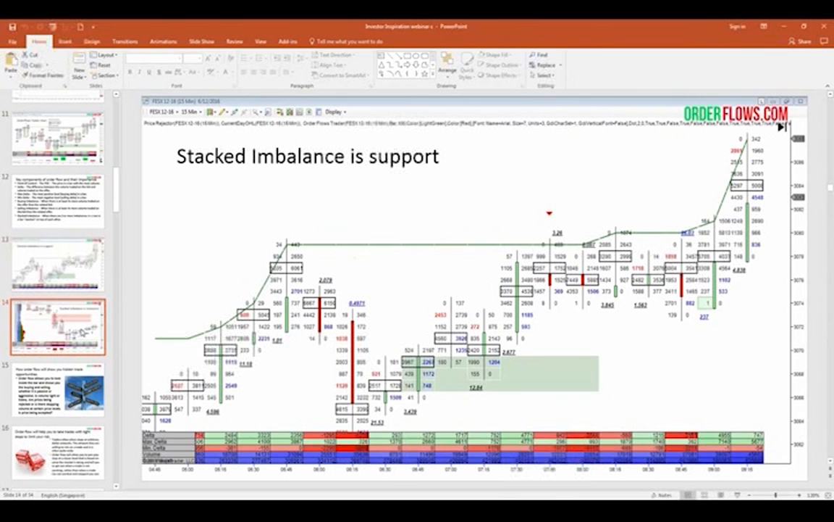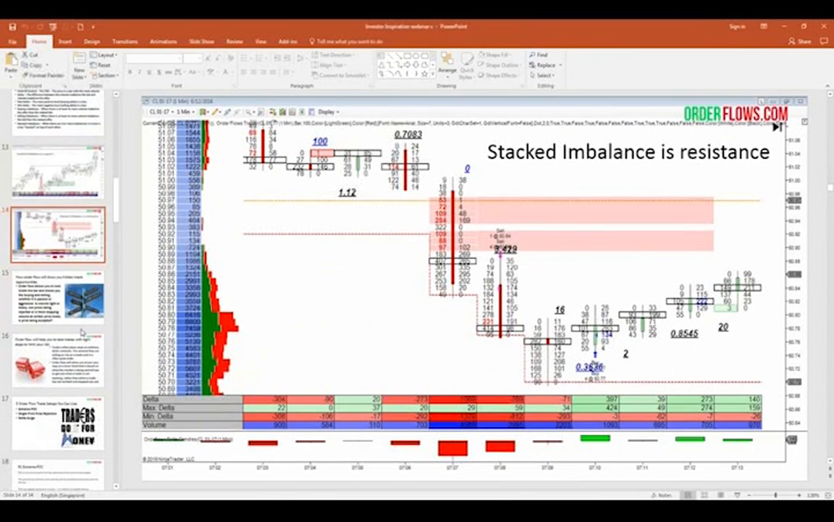This is crude oil this morning, and this is a stacked imbalance, selling imbalance rather. The first one was a stacked buying imbalance. This is a stacked selling imbalance. Buying imbalance will be support. Selling imbalance will be resistance. And this is more of a rarer case. This is a double stacked imbalance.